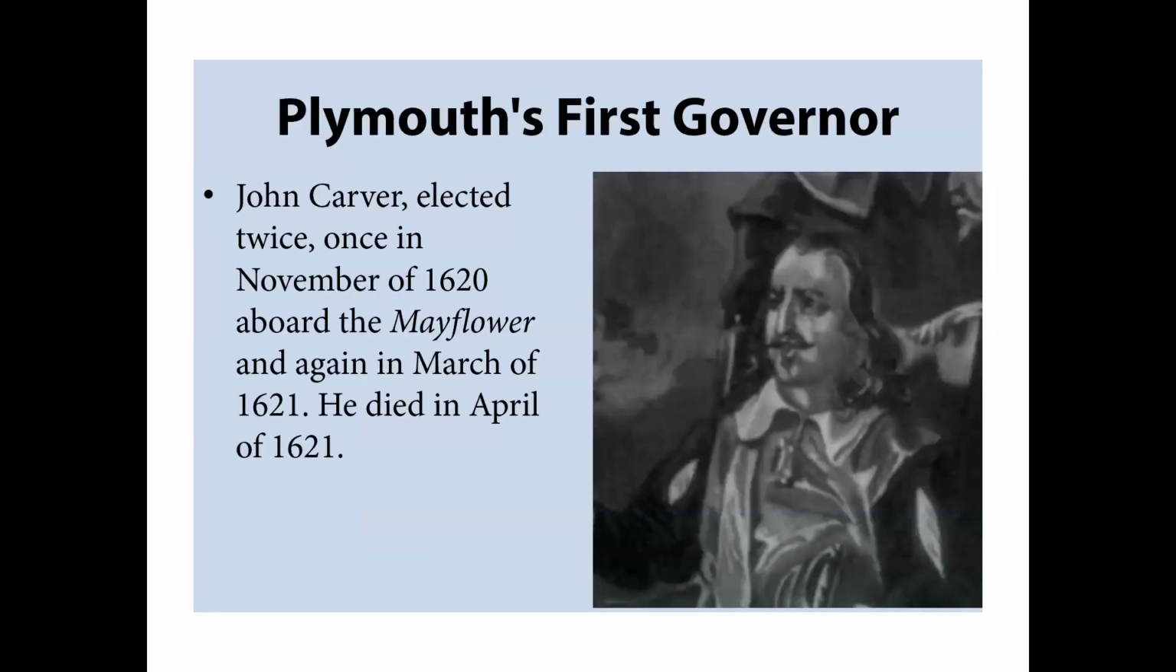Plymouth's first governor, who was elected, was John Carver. He served from November 1620 and was elected again in 1621. He died in April after a very long, hot day, and he was succeeded by William Bradford, who then became the next governor of Plymouth.